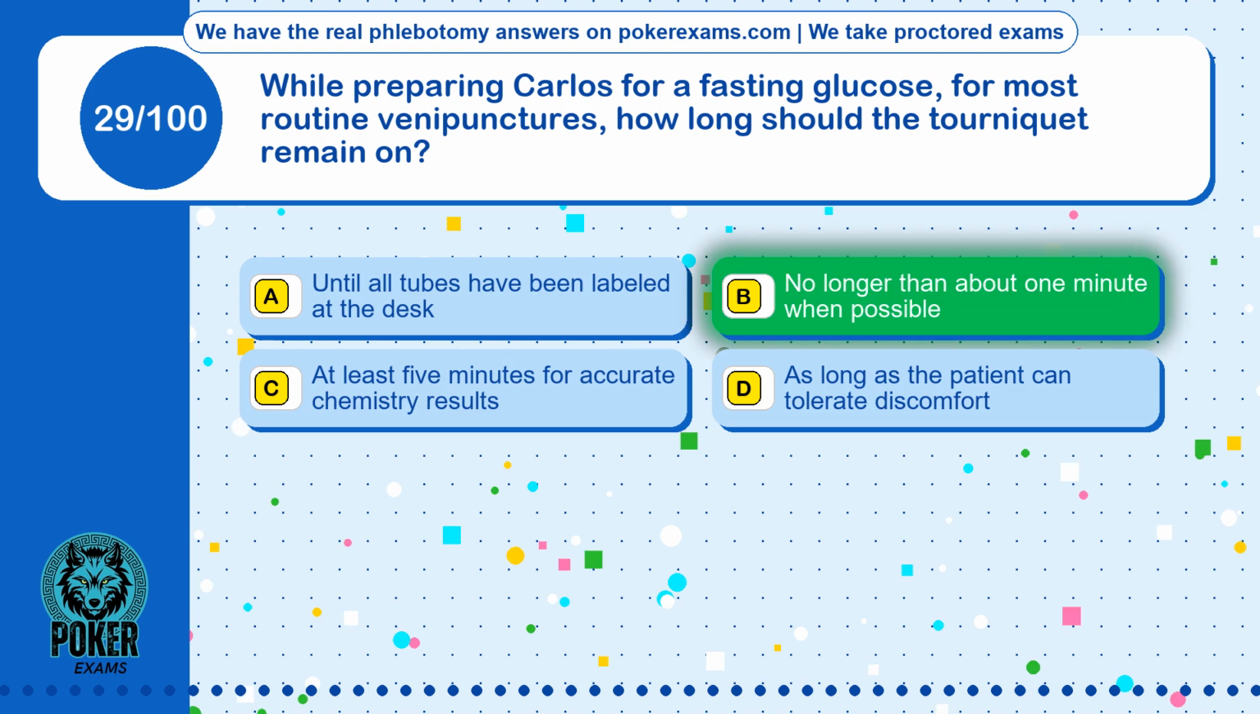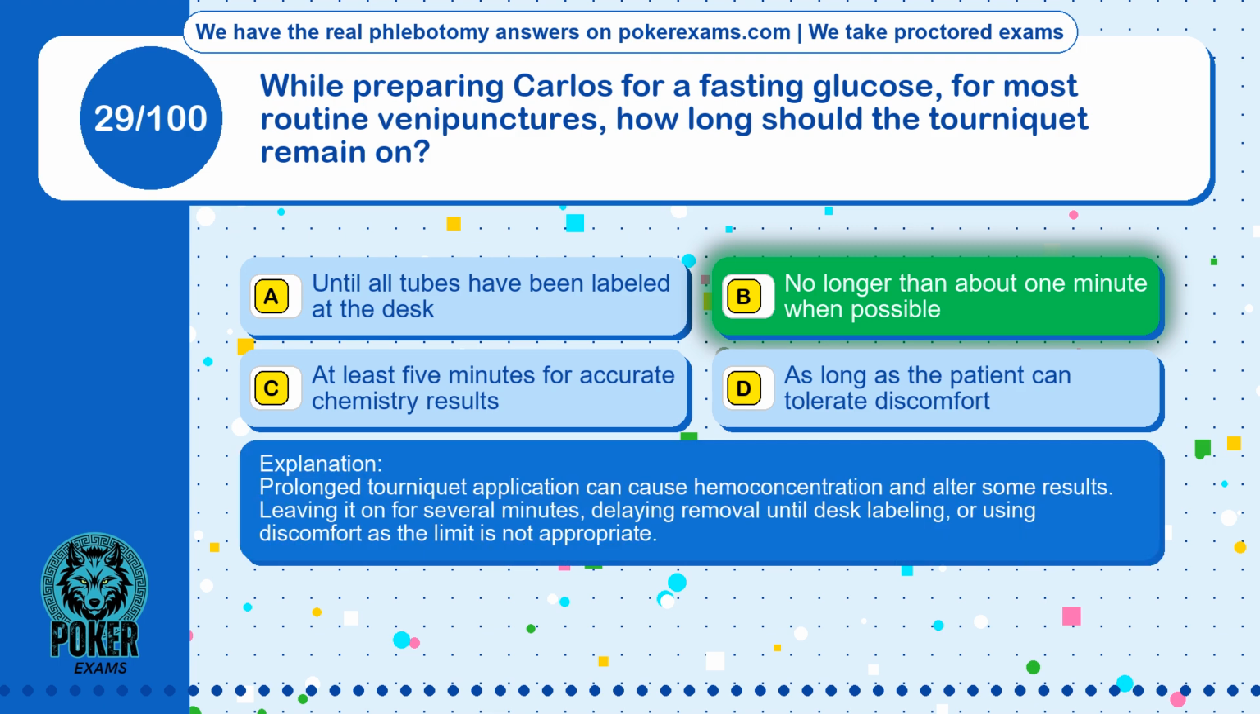The correct answer is option B, no longer than about 1 minute when possible. Prolonged tourniquet application can cause hemoconcentration and alter some results. Leaving it on for several minutes, delaying removal until desk labeling, or using discomfort as the limit is not appropriate.